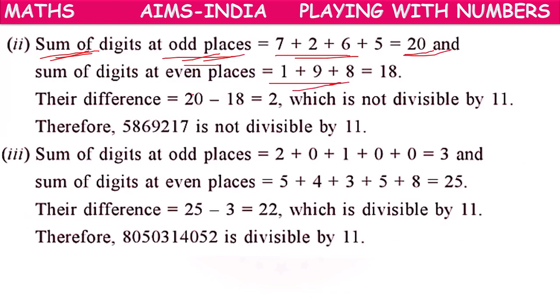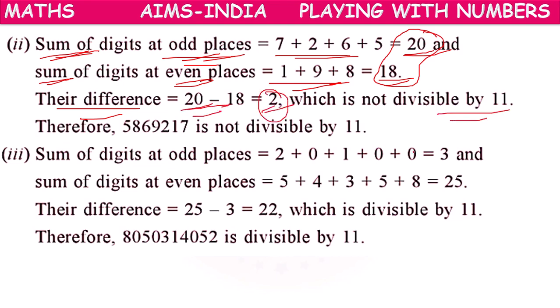1, 9, 8 are even places. We have to do their sum, which is 18. Now we have to find the difference of these two numbers. 20 minus 18 is 2. 2 means it is not divisible by 11. So the total number is not divisible by 11.